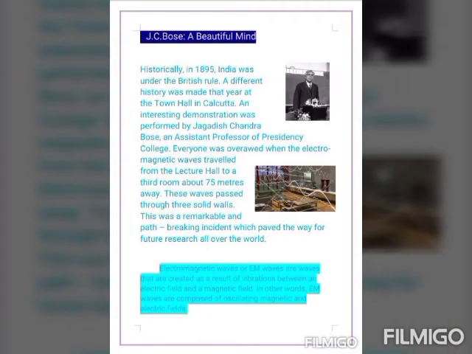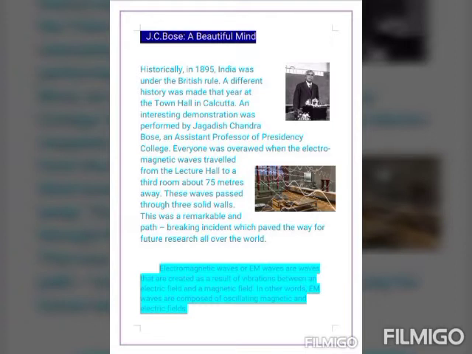Today we start our lesson, that is J.C. Bose, A Beautiful Mind. It is our text. Historically, in 1895, India was under the British rule. So we all know that our India was independent in 1947. So 1895 was under the British rule.